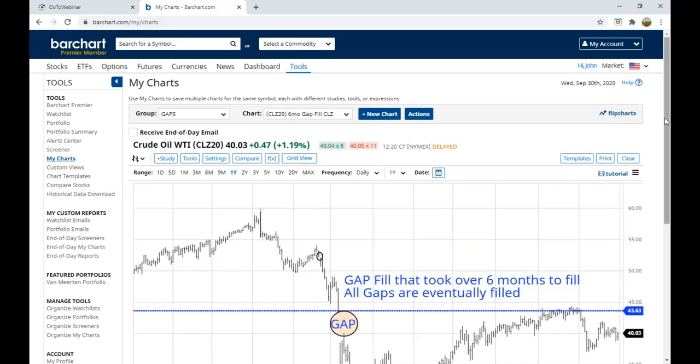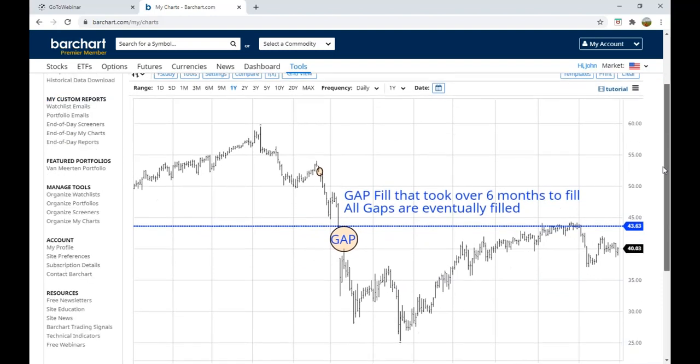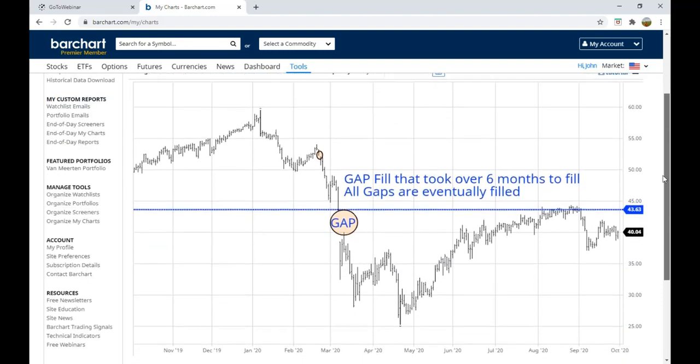So this is crude oil futures. I know we're talking about stocks, but this is crude oil futures. And here you can see a very large gap that occurred in the futures market, and that it took over 6 months for price to come back and fill that gap. But it did fill that gap. Now, it hung out at that gap for a long period of time, but price did remember, right?